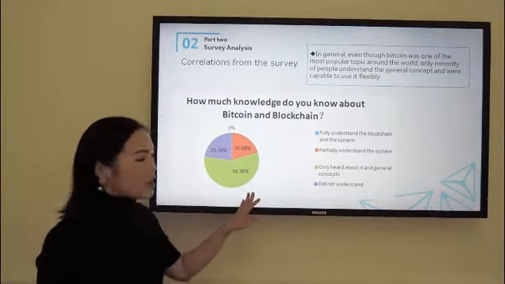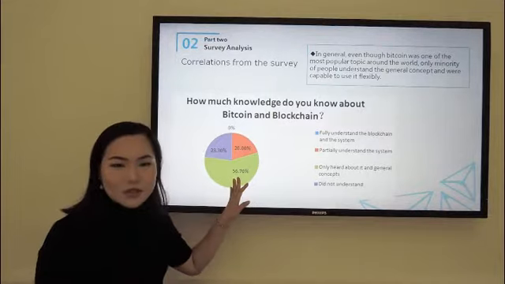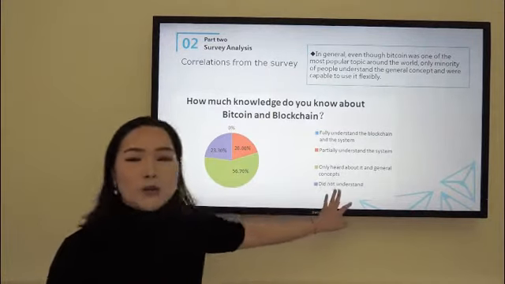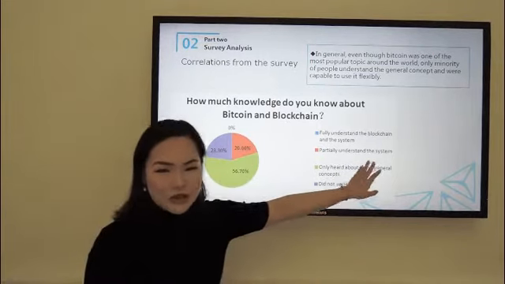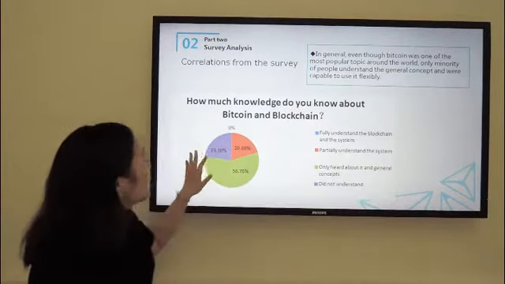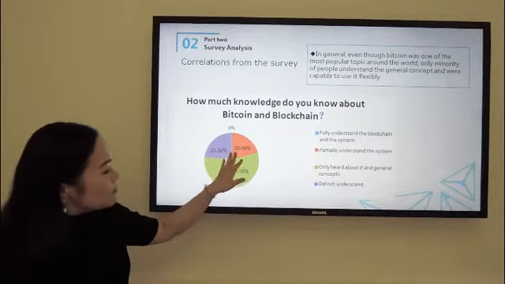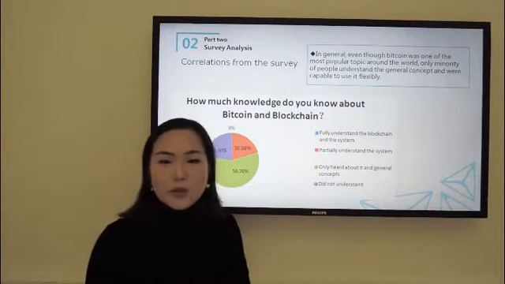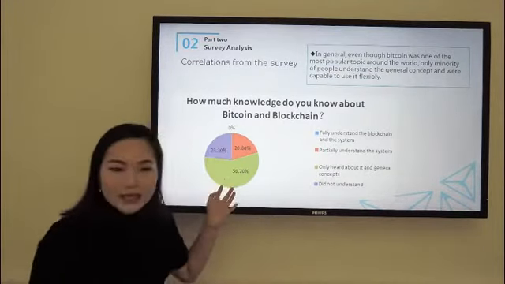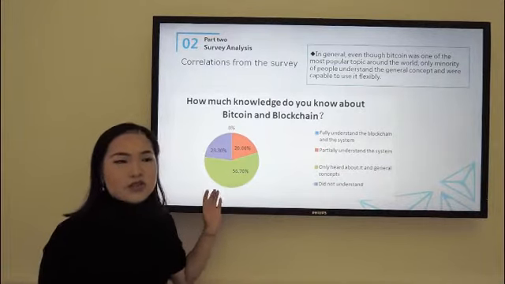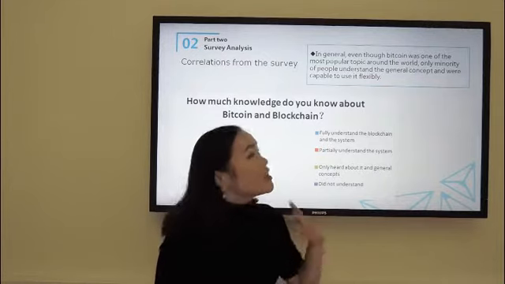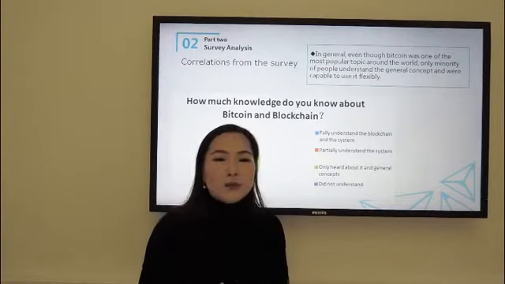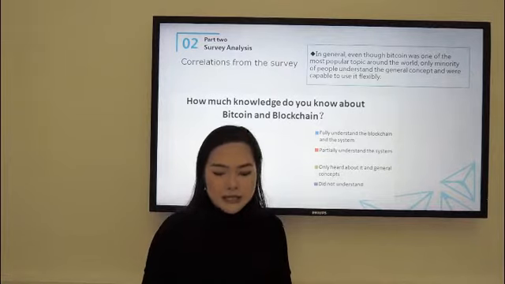So from this chart, we're able to see 56.70% of people only heard about the very general concept. And 20% of people partially understand the Bitcoin system. And 23.30% of people do not understand what it is. So in this case, it gave me a very challenging question: only a minority of people understand the general concept, and a lot of people still don't know what it is.